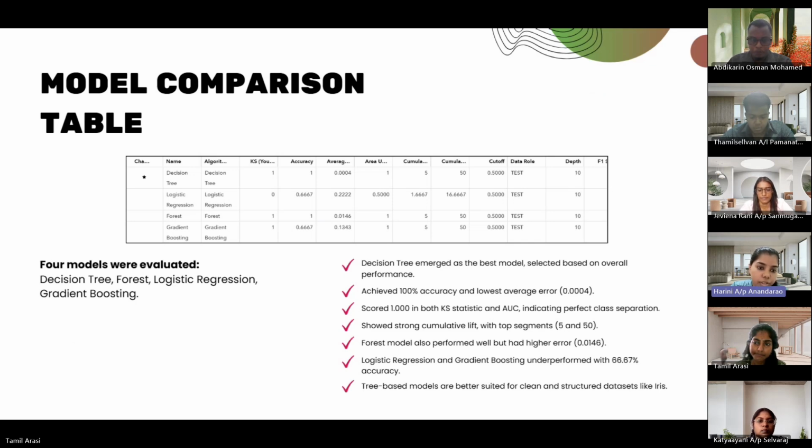On the other hand, logistic regression and gradient boosting had much lower accuracy at only 66.67% and underperformed in terms of class separation and lift. So overall, this comparison highlights the tree-based models, especially the decision tree, are well suited for this clean and structured dataset like iris. So that's all for me. I will pass to the next presenter.